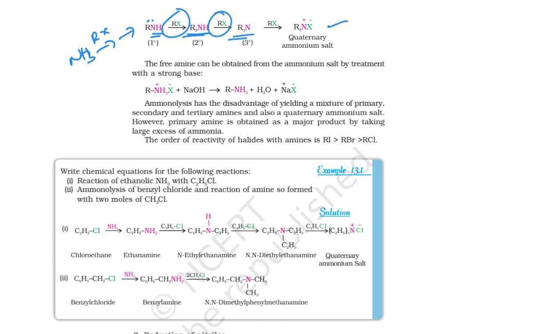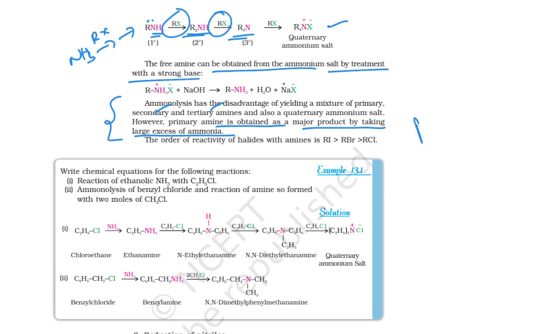Okay, so the free amine can be obtained from the ammonium salt by treatment with strong base. Ammonolysis has the disadvantage of yielding a mixture of primary, secondary and tertiary amines, also quaternary ammonium salt. However, the primary amine is obtained as the major product by taking excess of ammonia.